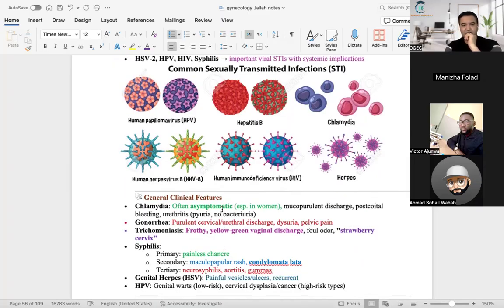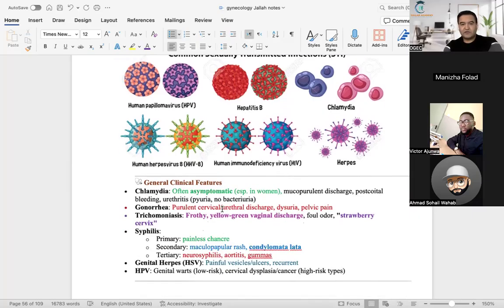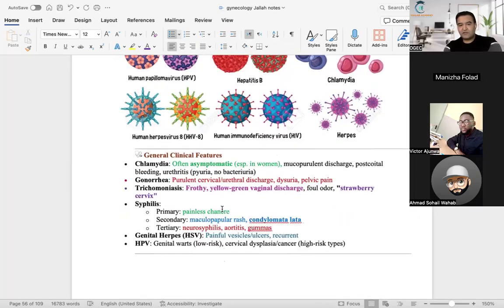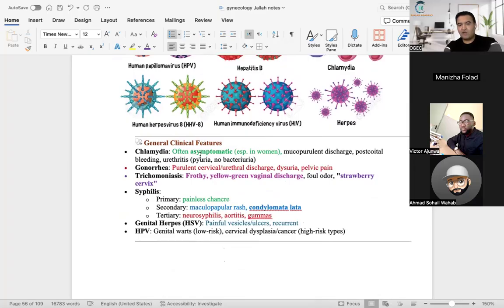And these are the pictures that help you understand a little bit more about these organisms. Chlamydia is often asymptomatic, especially in women. Mucopurulent discharge, postcoital bleeding, urethritis.